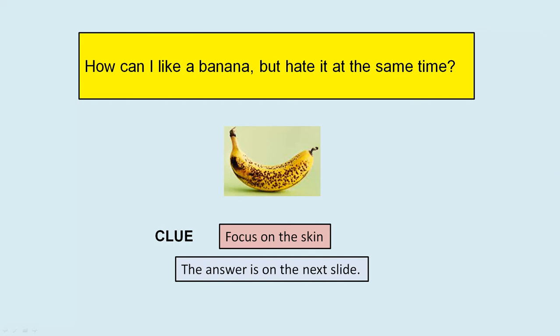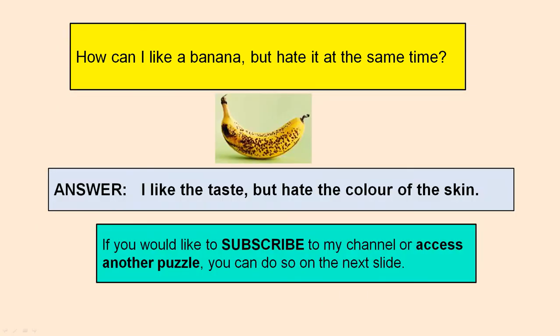Okay, I wonder how you went so far with that clue. Righto, here is the answer. So the question was, how can I like a banana but hate it at the same time? The answer? I like the taste but hate the colour of the skin. I think that clue might have helped you solve that.